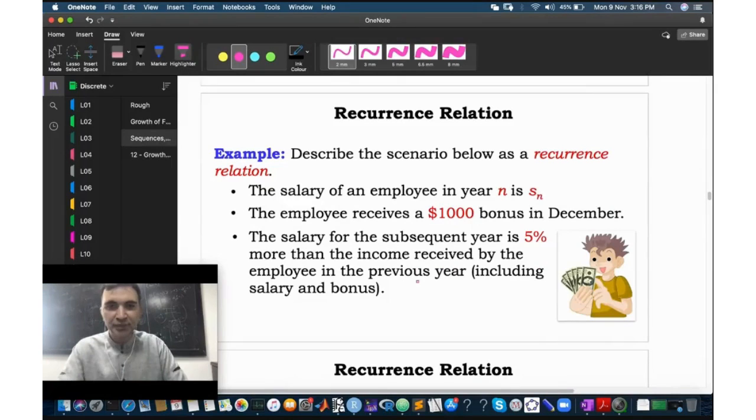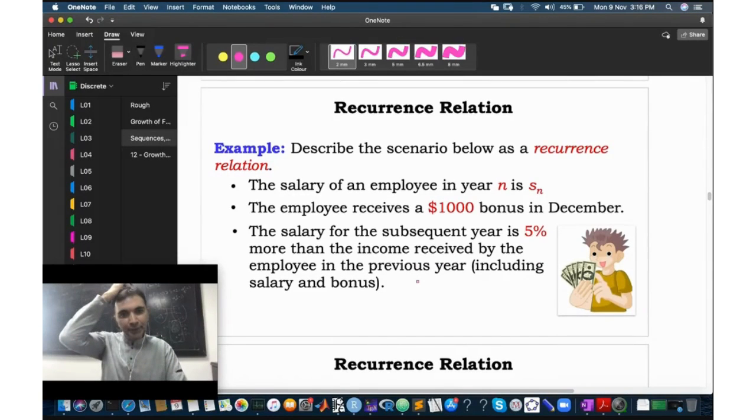Here's an example. Salary of a guy in year n is Sn. For some year n, your salary is given by some formula S of n. The guy gets a $1,000 bonus at the end of the year. The salary of the subsequent year is 5% more than the income received by the employee in the previous year, which includes the salary and the bonus.